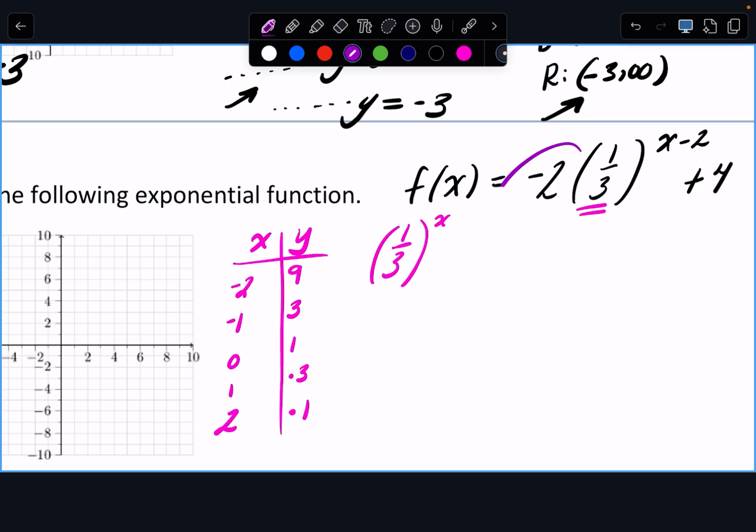Remember, this is considered two transformations. It's a vertical stretch of 2 and a reflection over the x-axis. But luckily, they didn't say state the transformations. They said graph. So I'm not going to worry about it. I've memorized from 1010, doing this a million times. We take our y values and we times it by a every time. So we're going to times our y's by negative 2.